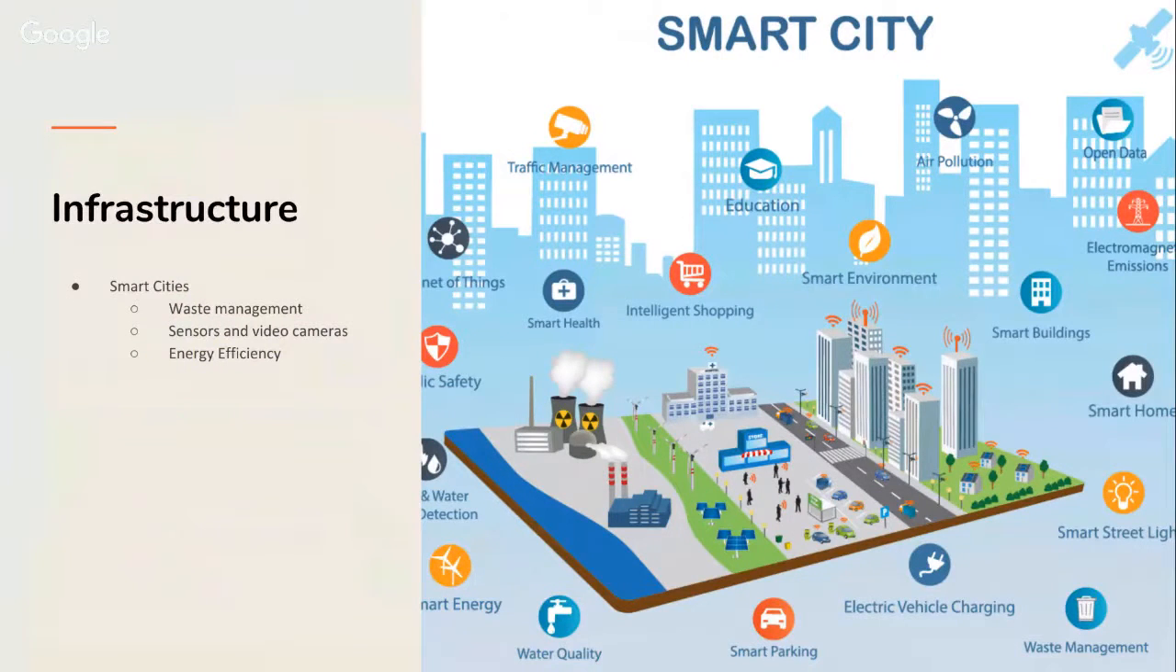Moving on to infrastructure. Smart cities are becoming more and more common as technology keeps advancing. Smart cities are made to be energy efficient, to have great waste management, built with lots of sensors and video cameras for security, and are supposed to run on renewable energy to combat climate change. Using the Internet of Things for more smart cities creates cities that are more sustainable and safe.